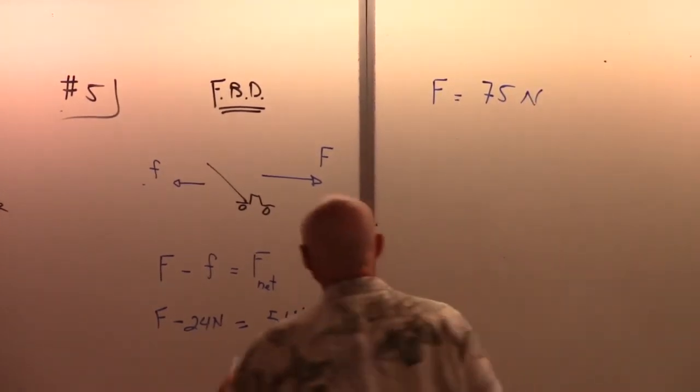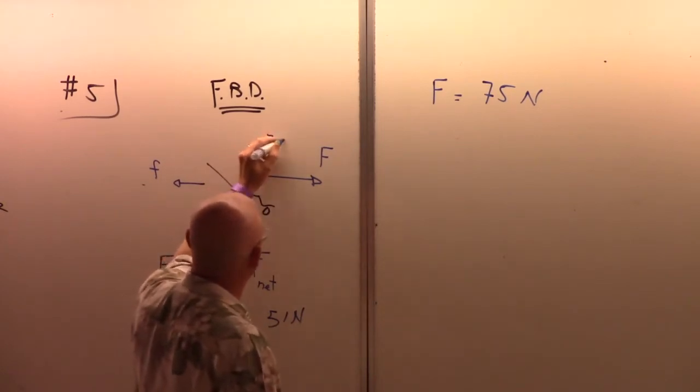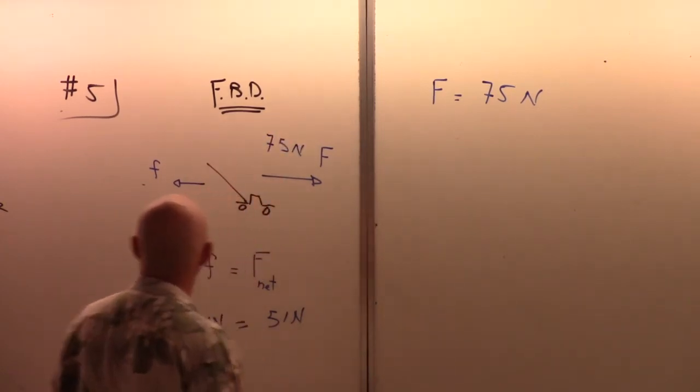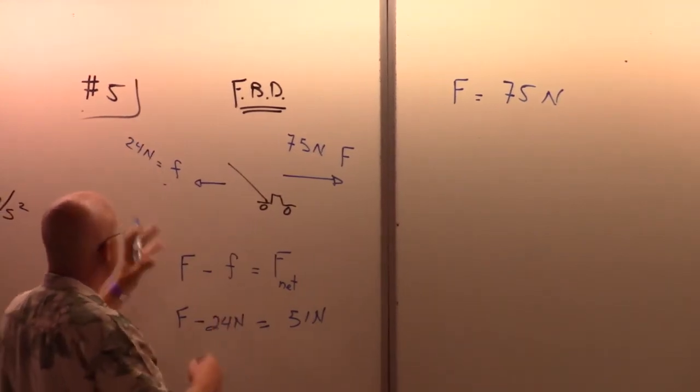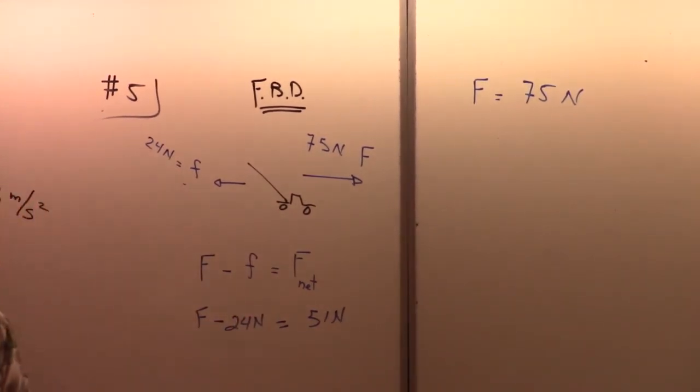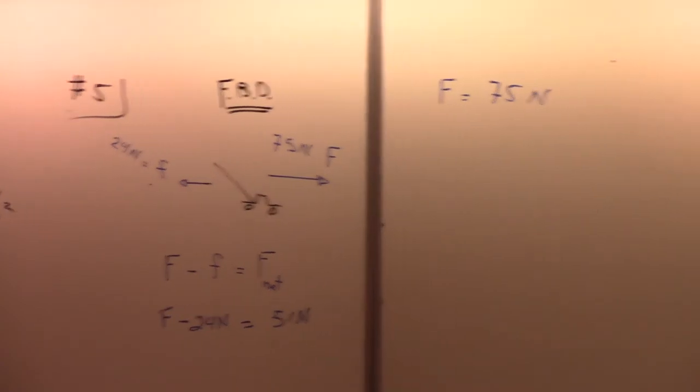And so hopefully that's making sense. The person pushes with 75 newtons. The friction then is 24. The net force, being the difference, makes 51. Just have to be careful. Which ones are they giving you? And that's how we get net force. Net force is the combination of all the forces.